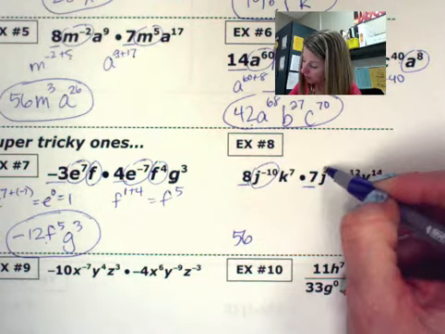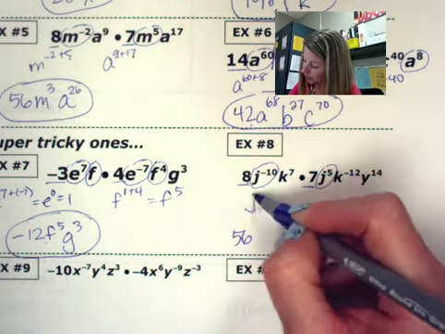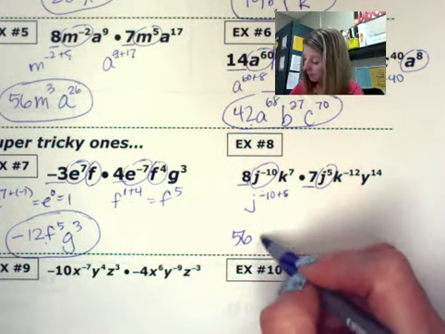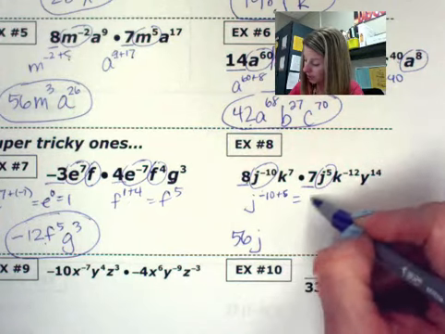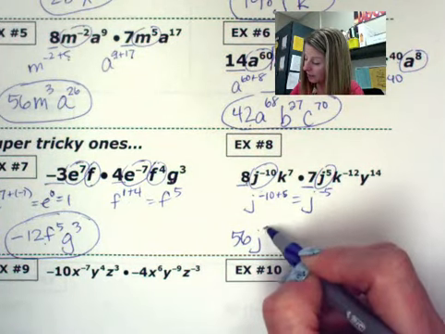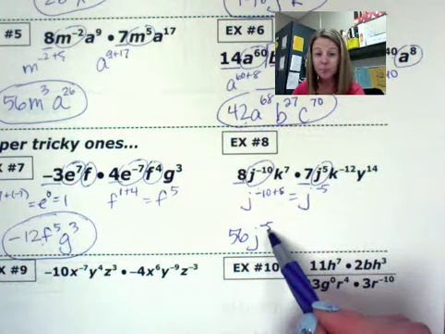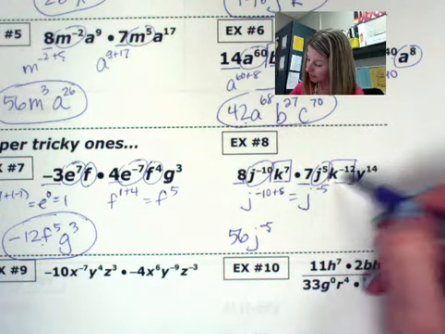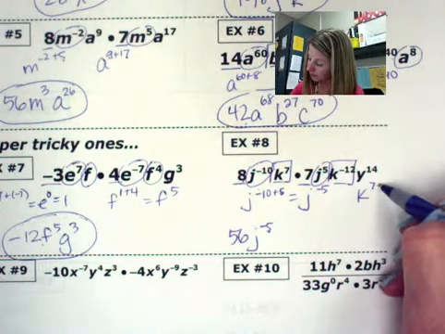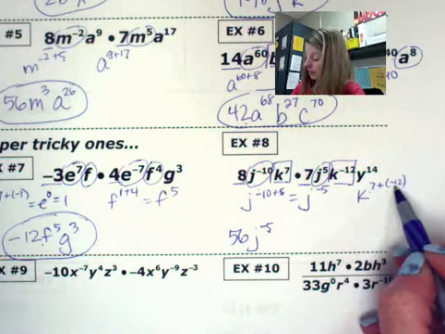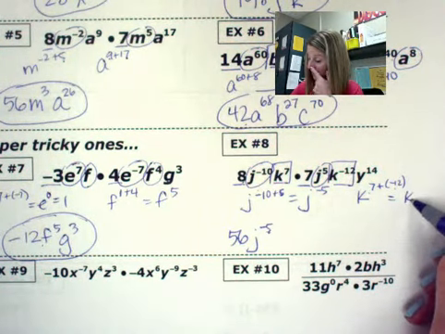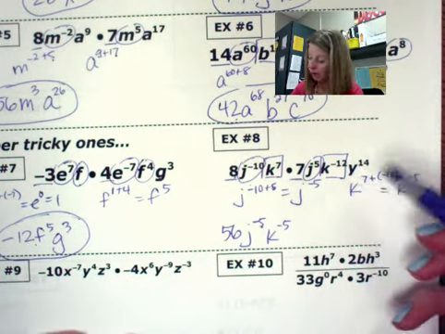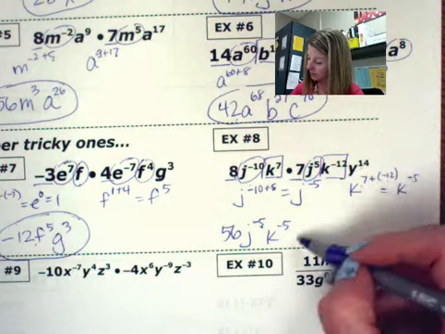Let's find J's. J, here's a J. So I'm doing J, negative 10 plus 5. Well, negative 10 plus 5 is negative 5. So I have J to the negative 5th. So I'm going to write negative 5 for a moment, but remember, we know how to simplify that. Let's look at K's. K and K. So I have K to the 7th plus negative 12. So 7 plus negative 12, I get what? That's negative 5. So I'm going to go ahead and write K to the negative 5th right now. Y to the 14th is all by itself.